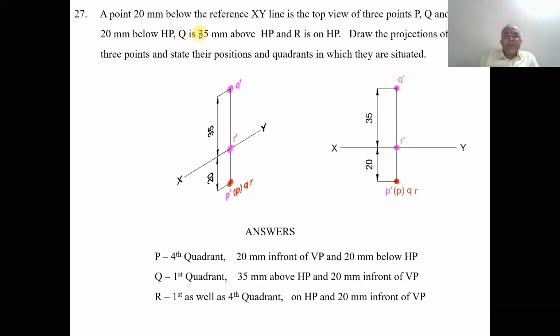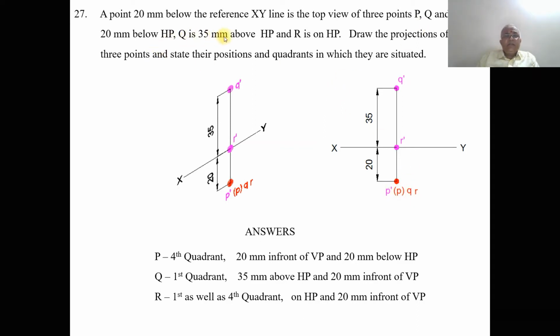P is 20 mm below HP. So 20 mm below HP means it will come below the XY line. So obviously it should be 20 mm below the XY line. Since P dash and P both are lying on the same point, P should be in brackets. So that is the reason why the top view point has been kept in brackets.